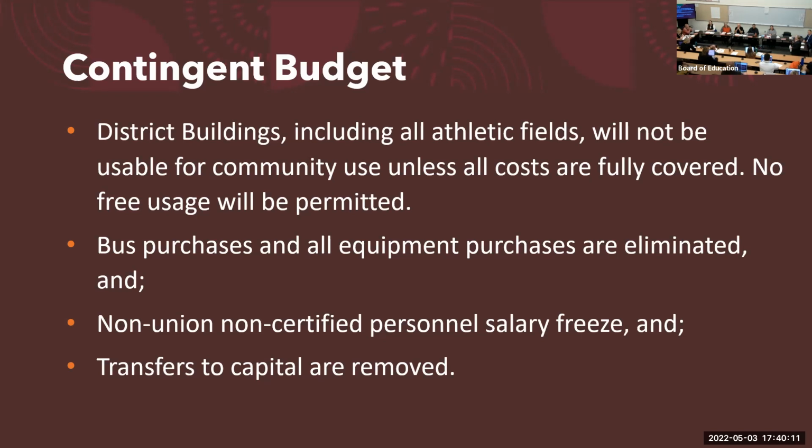That means that we cannot go forward with our capital purchases for buses and transportation, which I believe we're looking at 6 transportation vehicles. So we would not be able to maintain our fleets, repurchasing and retiring of older vehicles to get newer, more efficient, safer vehicles. We would not have non-union or non-certified salary increases, and we would not be able to transfer capital as part of the budget. So it's important that the community ask questions.